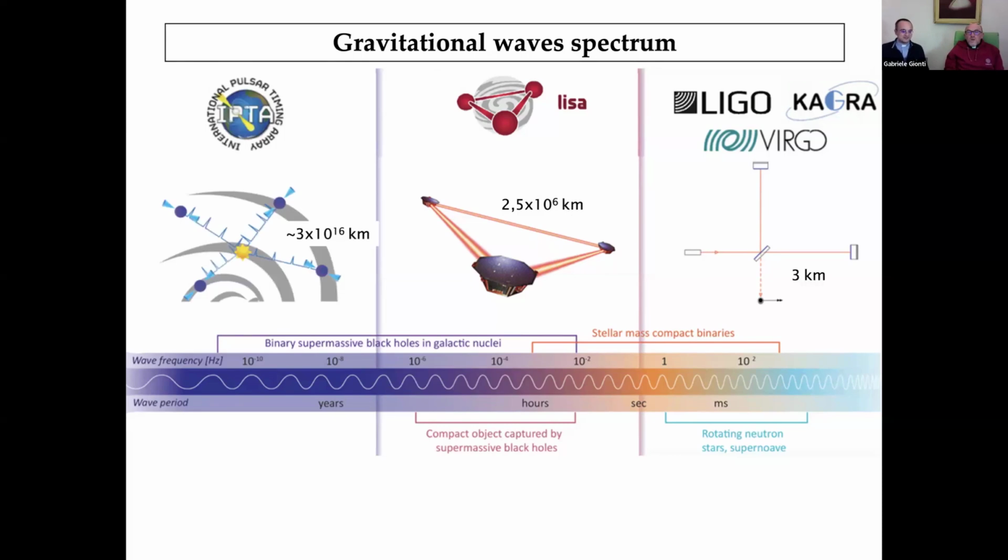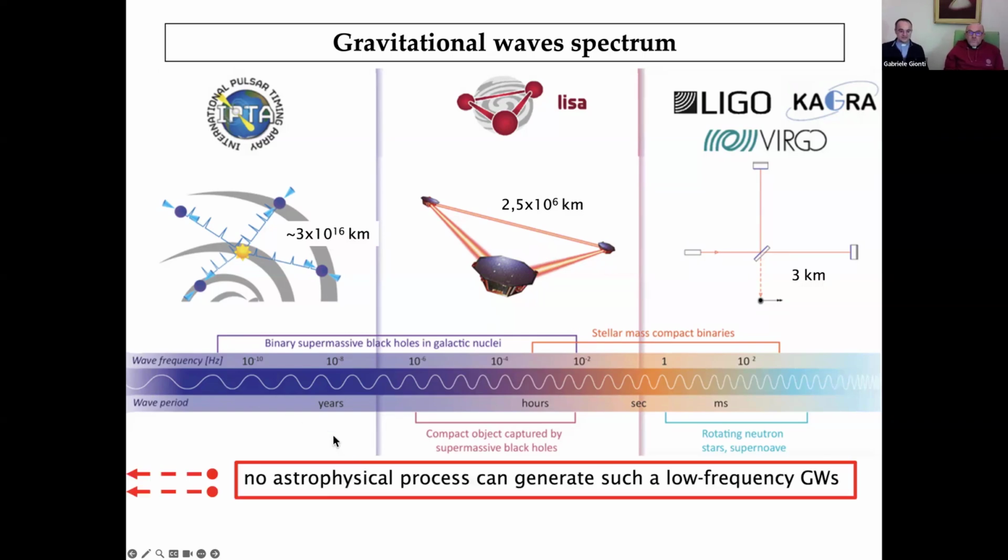Even bigger scales are probed with pulsars. There is a project called the International Pulsar Timing Array, which is very interesting to probe a stochastic background of gravitational waves, for example, a background produced by supermassive black holes in our universe. So there are many different sources of gravitational waves and different energies.